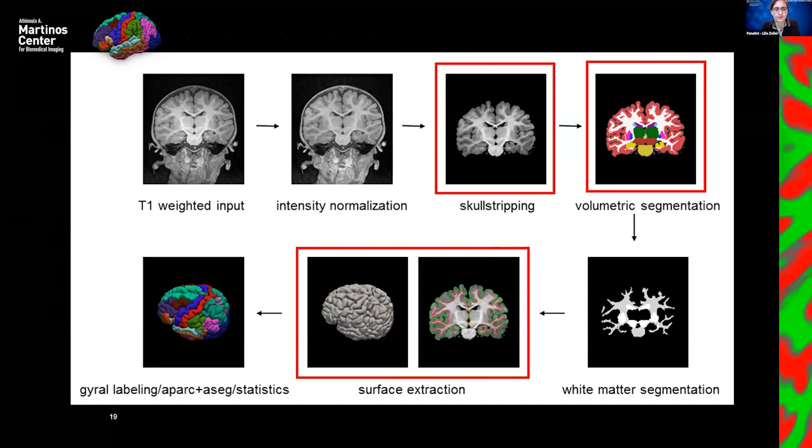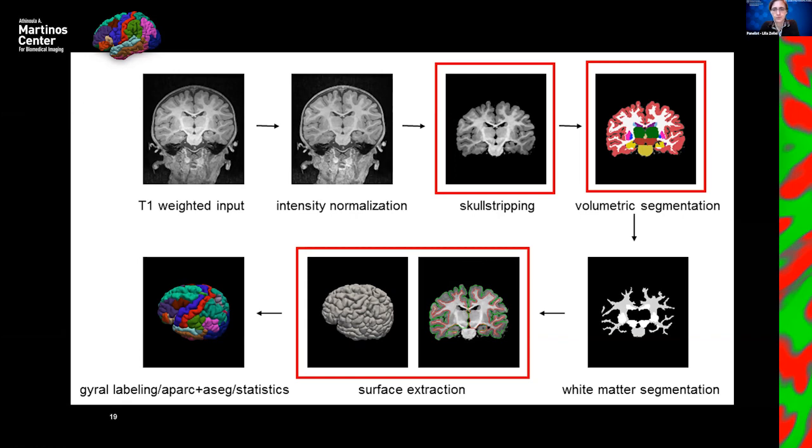So first we get the T1 weighted input image from the scanner of the subject of our interest. Then we do some pre-processing, one of those being intensity normalization. And then comes the skull stripping step. The skull stripping will strip away or eliminate all non-brain tissue related elements from the image so that we can focus our analysis on the brain itself.